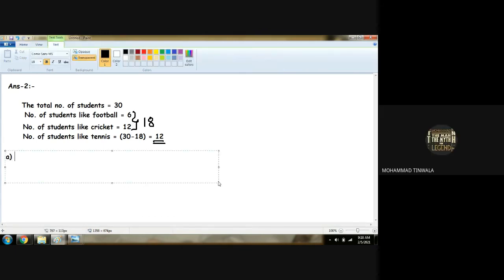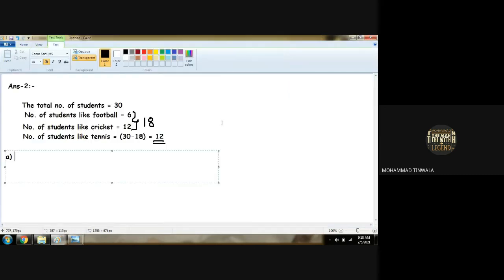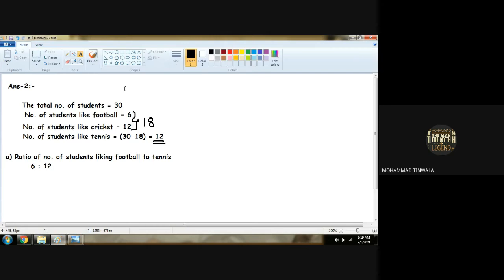Answer A. Ratio of what? The ratio of liking football to the students liking tennis. So ratio of liking football to tennis. Any doubt with this? So football is 6, and tennis is 12. Am I correct now?